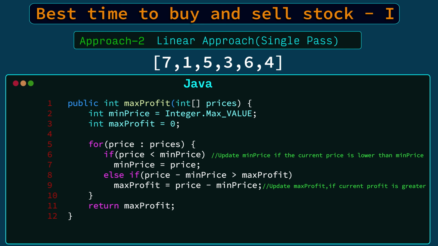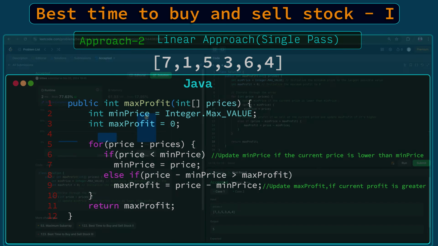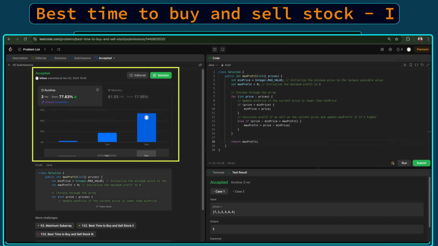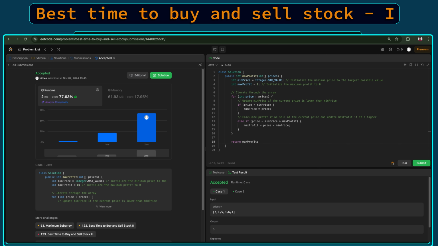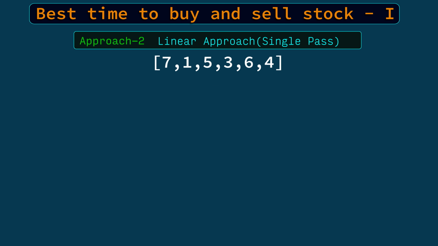So when I put this Java solution in the Leetcode, I got the same result. It got accepted, all the test cases were passed. So most of the time, whenever you are trying to optimize a solution, try to avoid the nested loops. So obviously it will improve its time complexity.